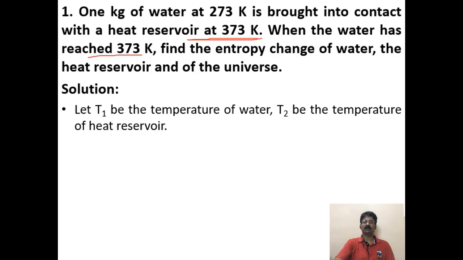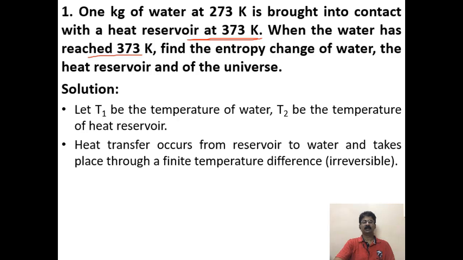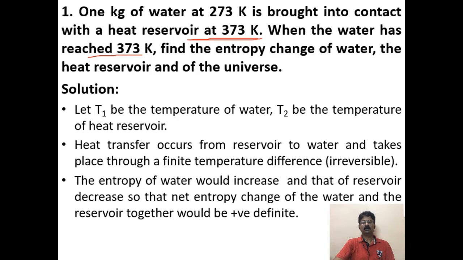T1 is taken as the temperature of water, T2 is the temperature of the heat reservoir. Heat transfer occurs from the reservoir to water, and it takes place through a finite temperature difference, so it is irreversible, because you cannot supply heat back from the water to the reservoir. The entropy of water would increase because it gains heat, and that of the reservoir decreases because it loses heat. And the net entropy change of the water and the reservoir together will be positive, definitely, because it is an irreversible process.